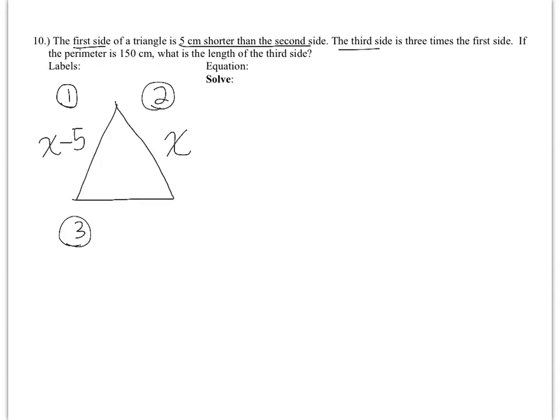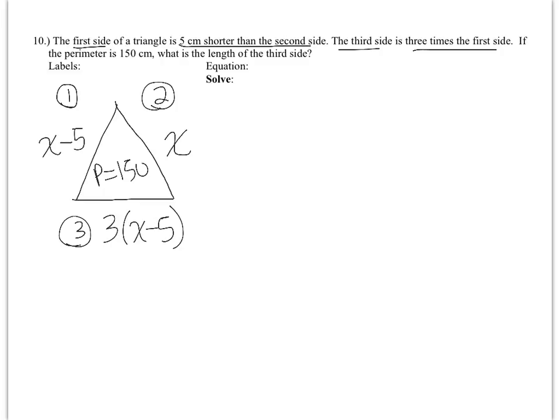The third side is 3 times the first side. Well, the first side, we have to be careful. The first side is x minus 5. The third side is 3 times that, not 3 times this. That's why it's important to write first, second, and third. So the third side would be 3, and you're doing 3 times the entire side, so you have to put the x minus 5 in parentheses. And then it says that the perimeter is 150, so I'm just going to write that in the middle.